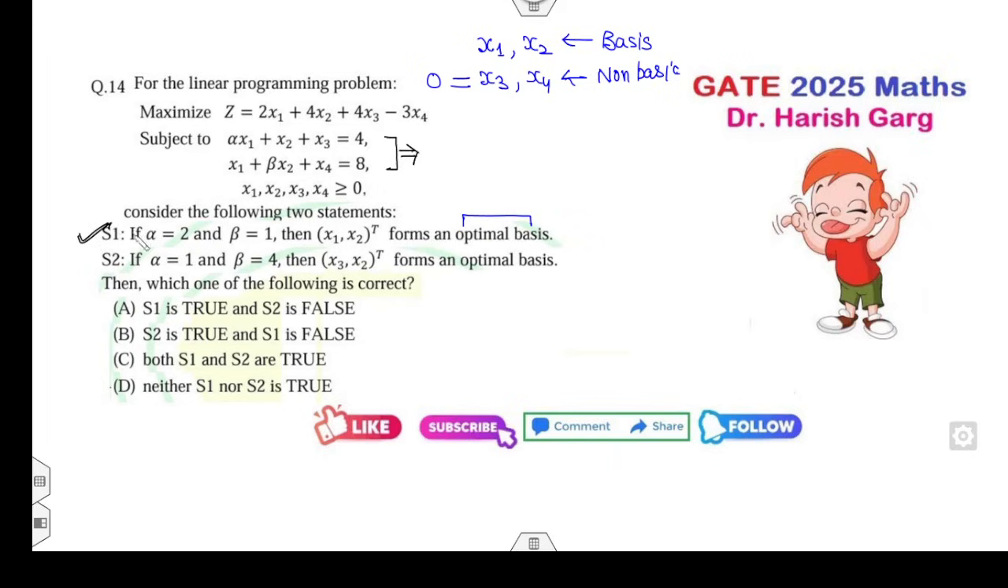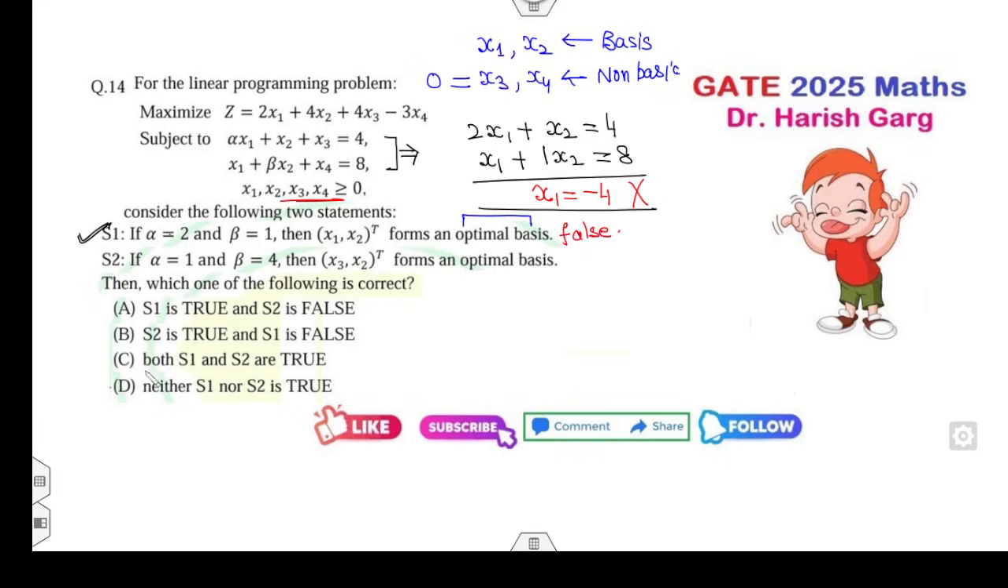For the S1, alpha is 2. Fine. x3 is 0. For x1, beta is 1. It is 8. Fine. Now can you find the answer? If you subtract them, x1 will be minus 4. That is not possible. So that means the first statement is false. So A is cancelled, C is cancelled.